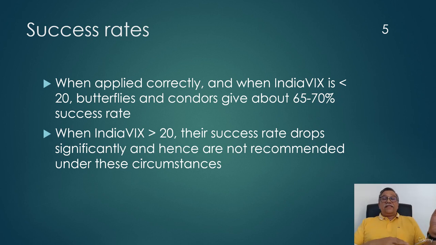When India VIX is less than 20, then these work better. But if India VIX is greater than 20, the success rate starts dropping, because Nifty may simply go out of that range and then you will not make money, or you may lose money even if it goes out of this range close to expiry. So they are not recommended when India VIX approaches 20 or crosses 20. All right. Other way around, you can do it. And majority of the times, India VIX is less than 18 if you check. So whenever it is between 13 to 18, which is most common, that time butterflies work very well.